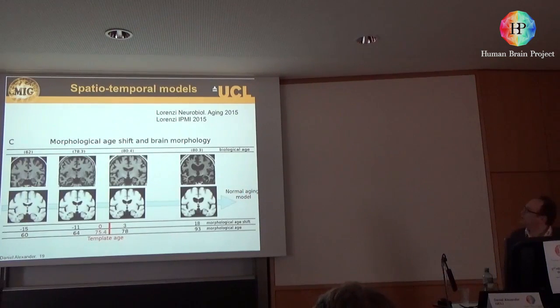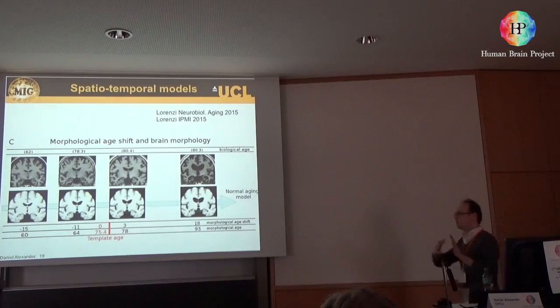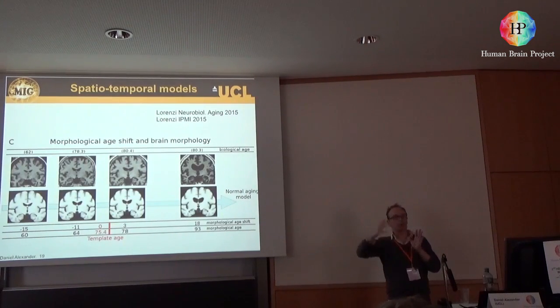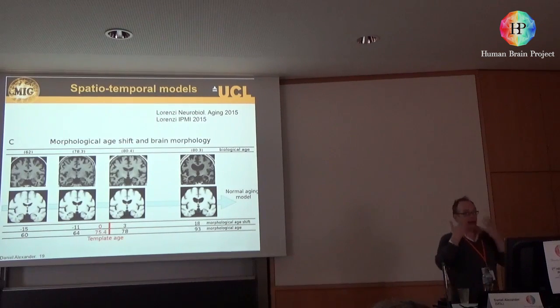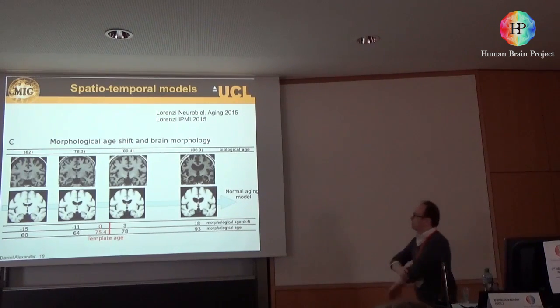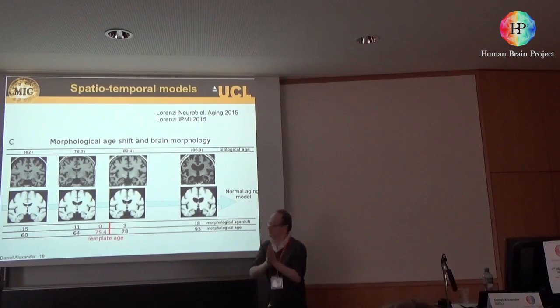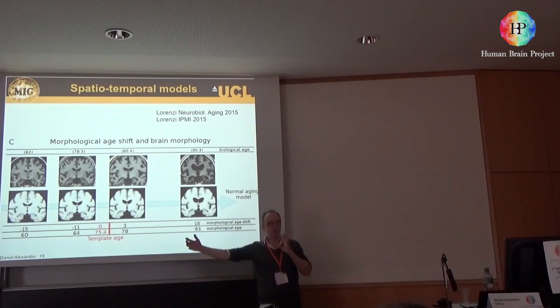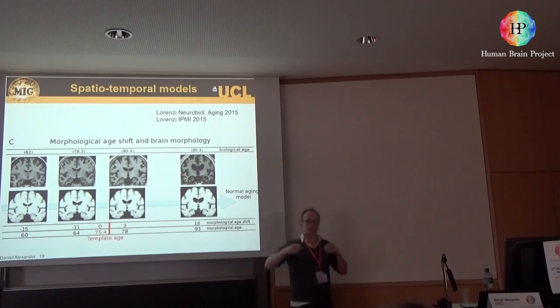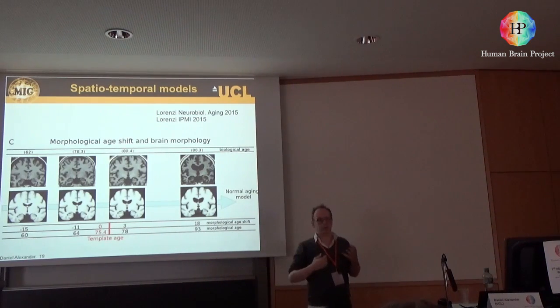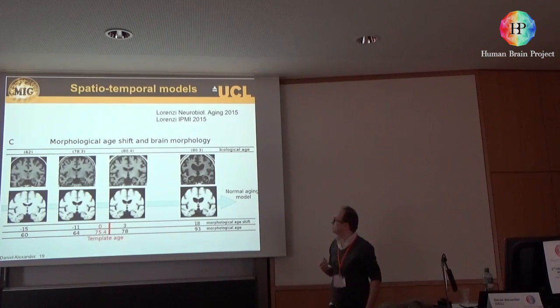The final class of model I wanted to talk about is spatio-temporal models. So they have a slightly different aim here, which is to pull out a 4D picture of how a disease affects the brain. So the aim would be to construct almost a movie of the sort of average trajectory of the brain over time undergoing some process, normal aging or a particular disease.